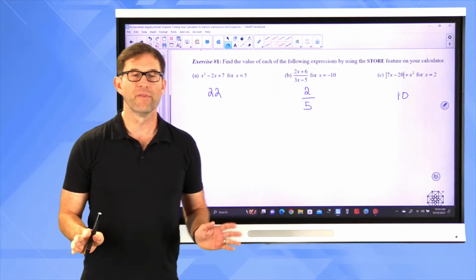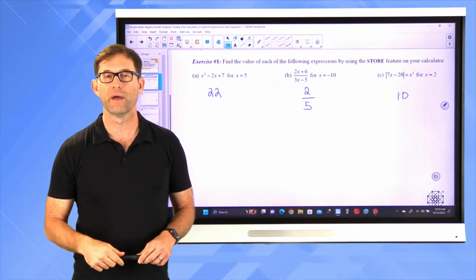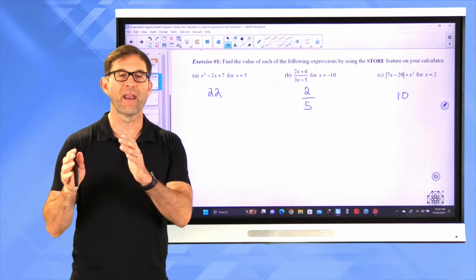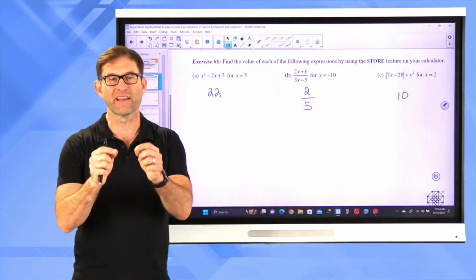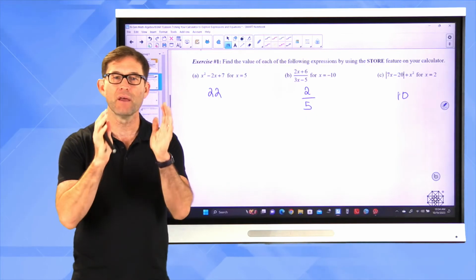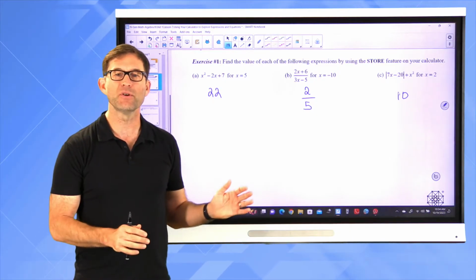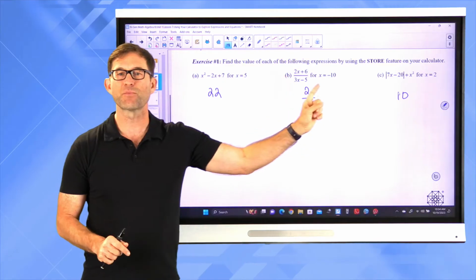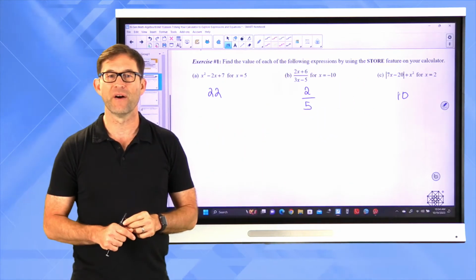I love the store feature on the graphing calculator. Absolutely love it, right? Because if there are algebraic expressions that I want an isolated value for, but I don't want to risk having to type the crazy expression in with the number substituted in, it is so much easier to store the value in x and then type the expression out, and have the calculator give me its value.